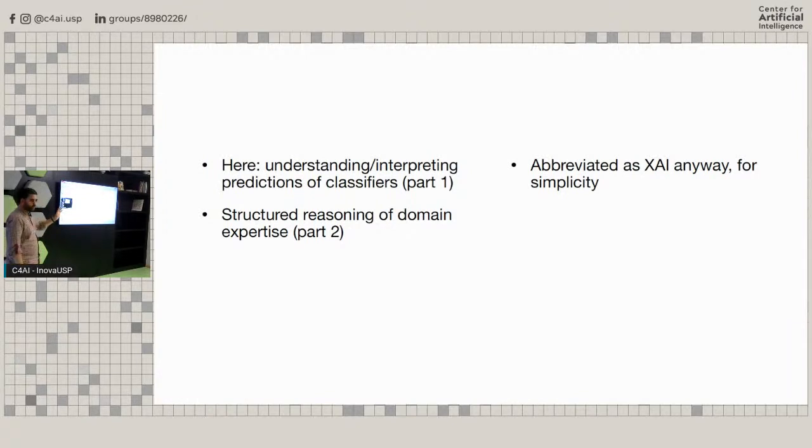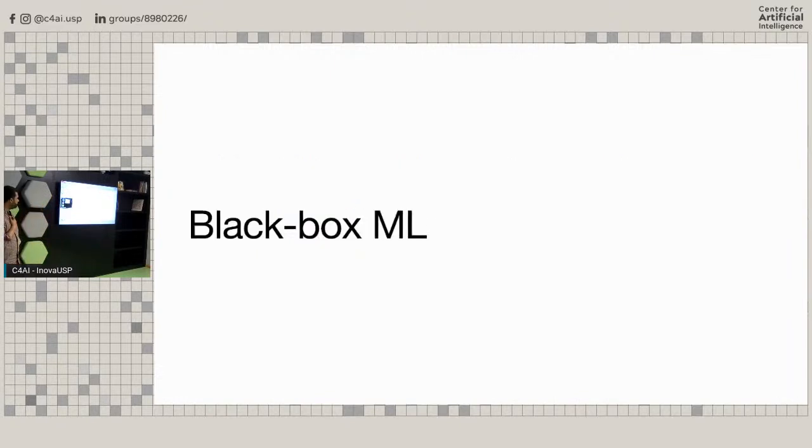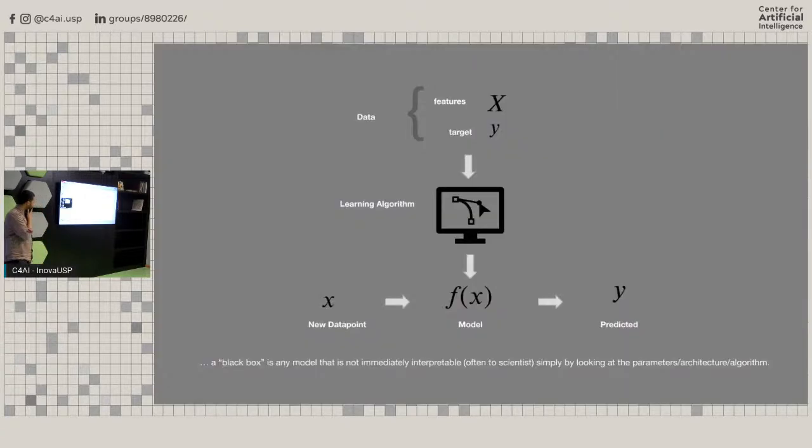And as I said, the second part will be on the logical aspect. This is about structuring domains. In the interest of simplicity, I'll abbreviate the whole thing as XAI anyway. Even though XAI encompasses all of these complex dimensions, just in the interest of simplicity, I just call it XAI. Okay, let's move on to the next slide.